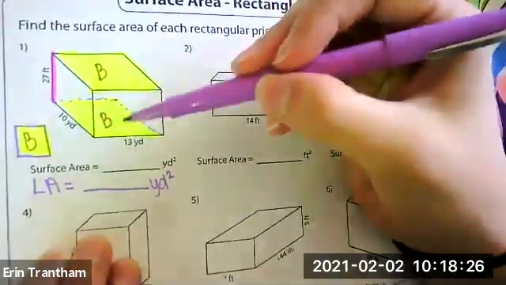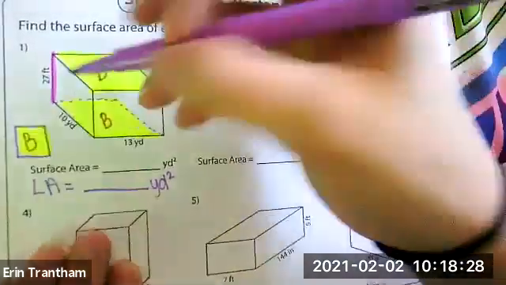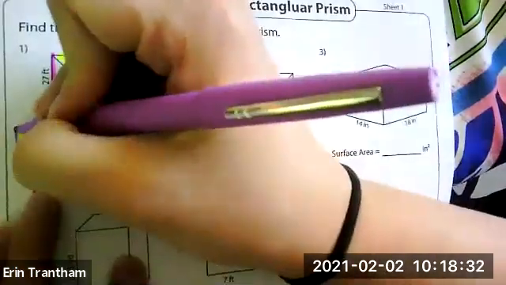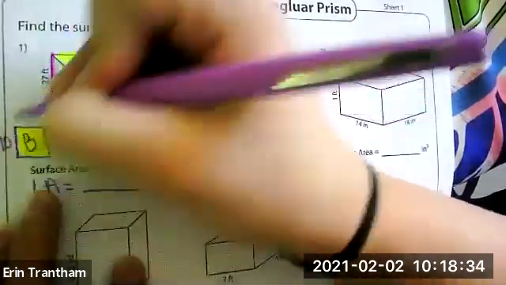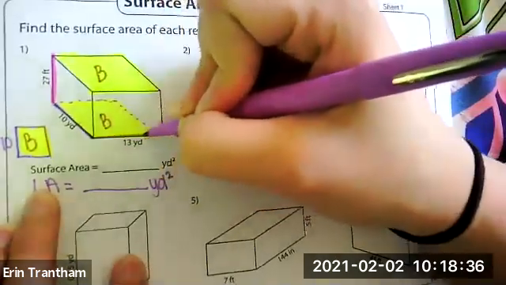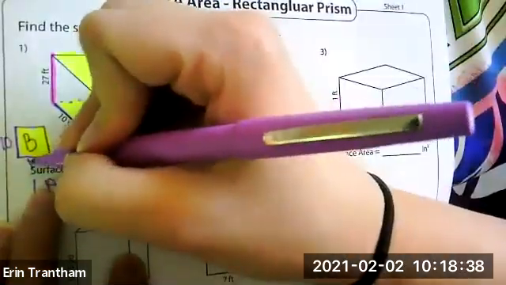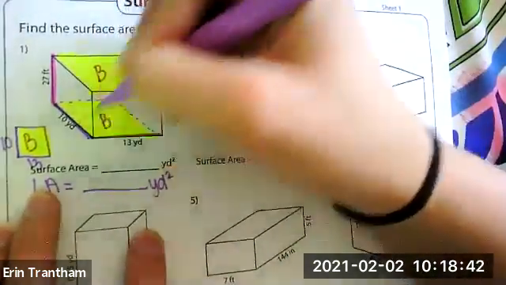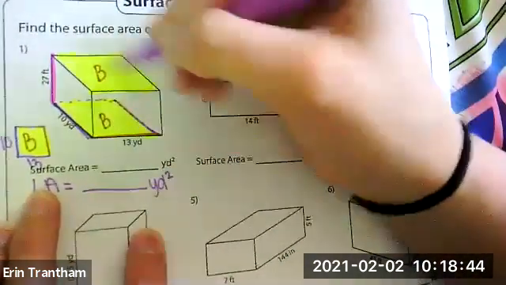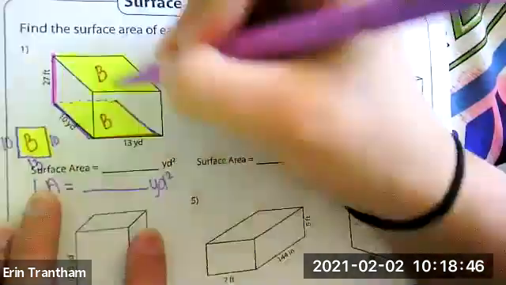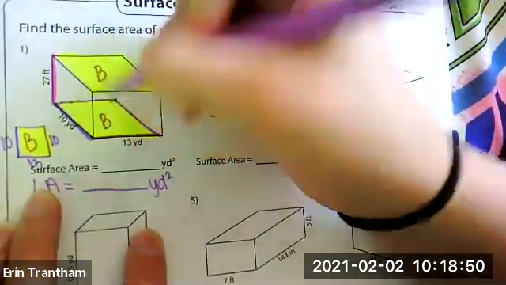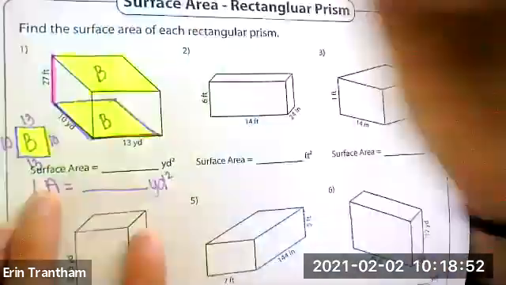Okay, so if this is my base right here, and this side right here is 10, then this side right here is 10. If this side right here is 13, this side is 13. If this is 10, this side's 10, so this side is 10. If this is 13, then back here, this is 13, so this is 13.